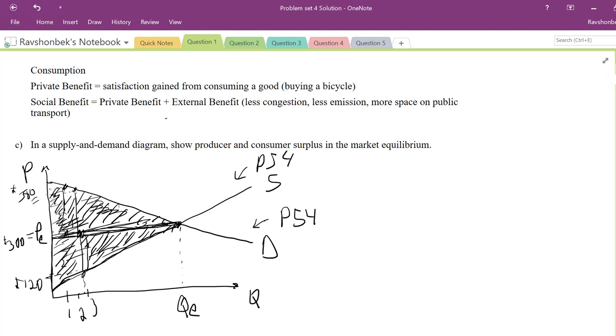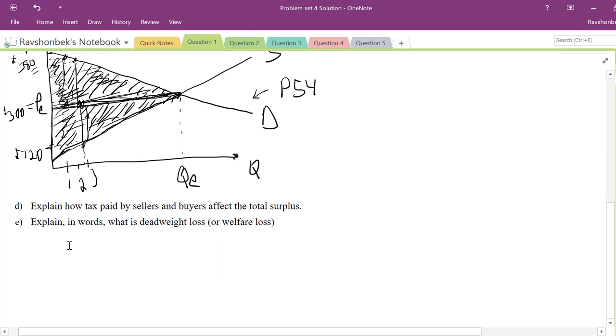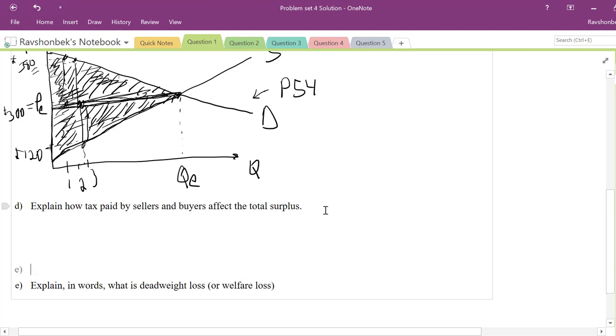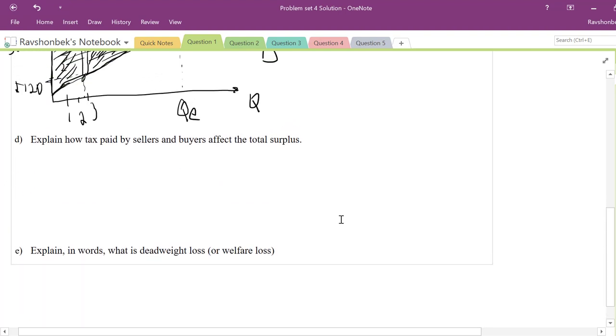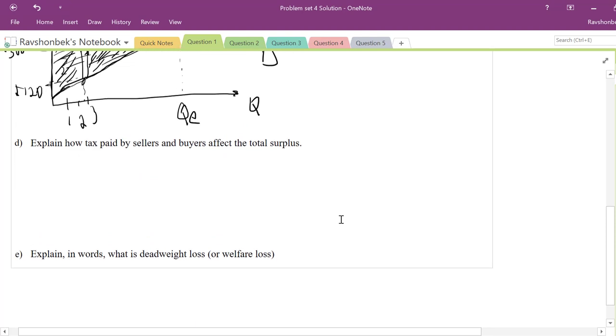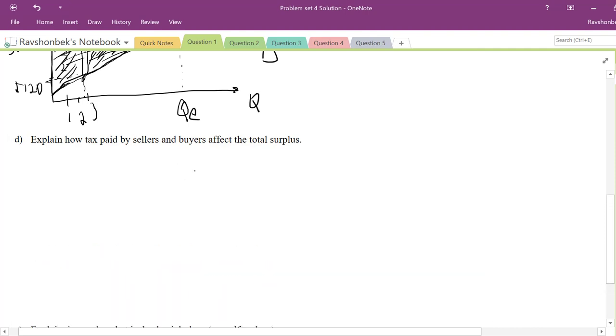Next question now. By the way, the sum of producer surplus and consumer surplus is called total surplus. And usually consumer and producer surplus are minimized or distorted by taxation. Right, so this next question is about taxation. Explain how tax paid by sellers and buyers affect the total surplus. Now, in question 5, we actually do a proper explanation of this, but now let's discuss this quickly as well.